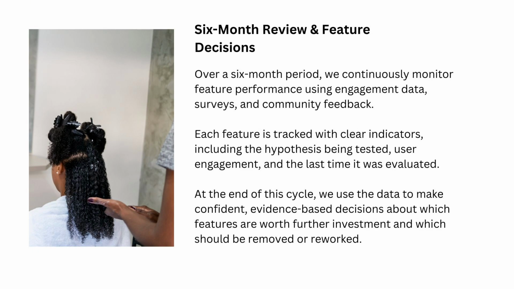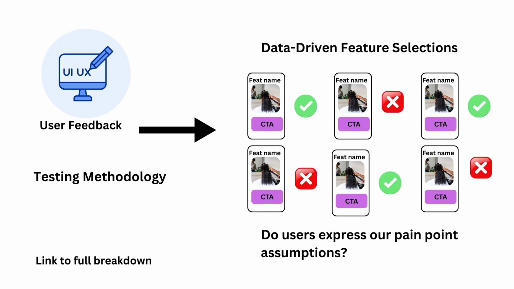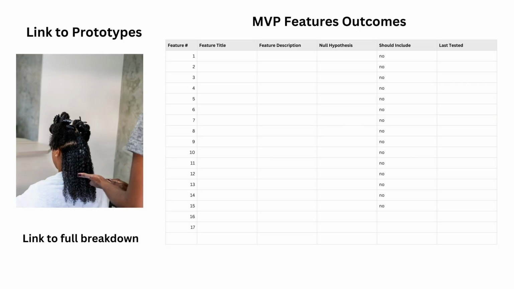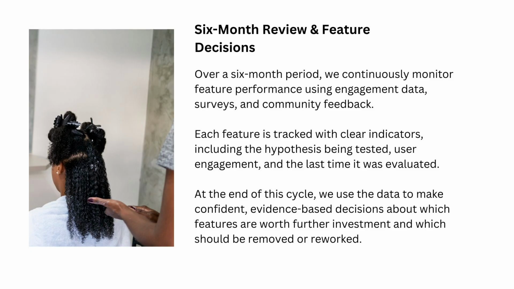6-month review and feature decisions. Over a 6-month period, we continuously monitor feature performance using engagement data, surveys, and community feedback. Each feature is tracked with clear indicators, including the hypothesis being tested, user engagement, and the last time it was evaluated. At the end of this cycle, we use the data to make confident, evidence-based decisions about which features are worth further investment and which should be removed or reworked.